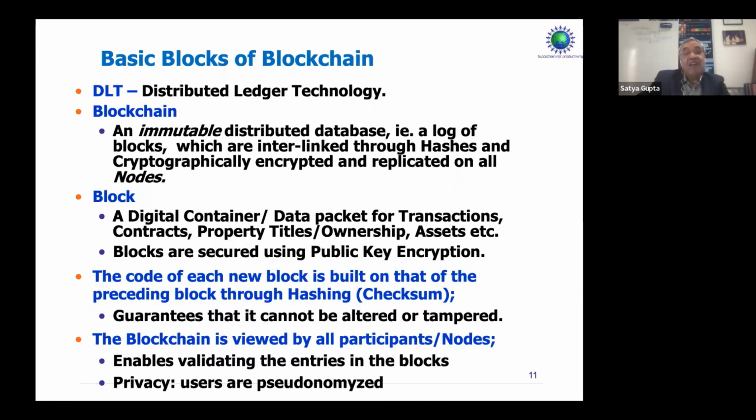So it enables validating the entries in the blocks, and privacy is also there through pseudonymization. So your actual name is never reflected. It is changed. So there is privacy and there is validation.